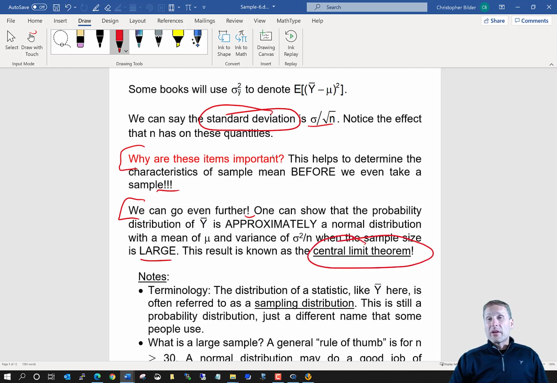This is probably the most important result in all of statistics. At least it's up there. So again, we don't know anything about the probability distribution of y1, y2 down to yn. But that doesn't matter. Y bar itself, as long as we take a large enough sample, so we have good enough information about the population, let's say, has an approximate normal distribution.